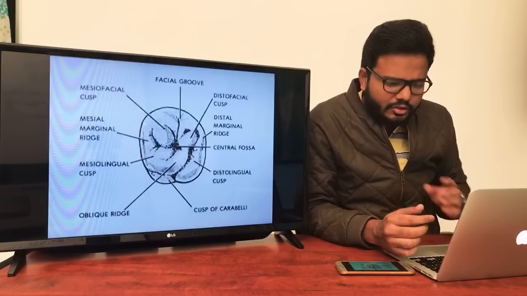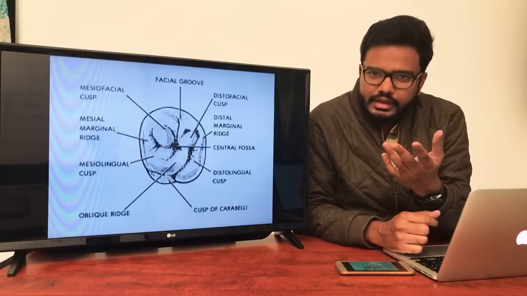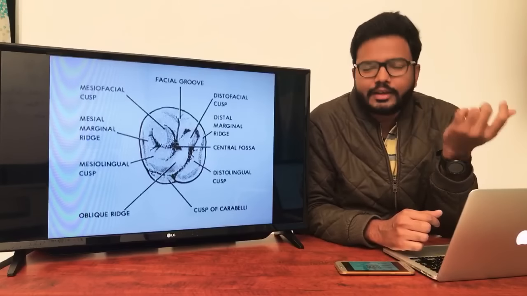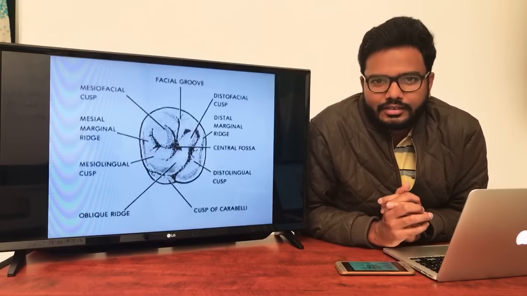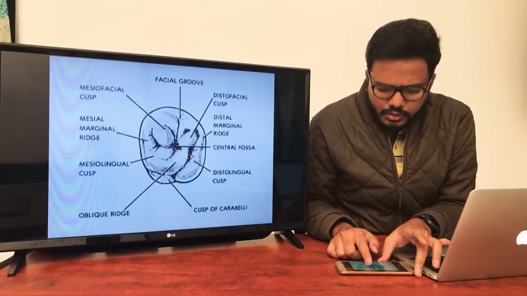I see most of you giving mesiopalatal, mesiobuccal, distobuccal, and distopalatal. Do refer to Wheeler's once again, and you can get back through mail for any further clarification. So remember this jet-shaped pattern. Now let's move to the next question.